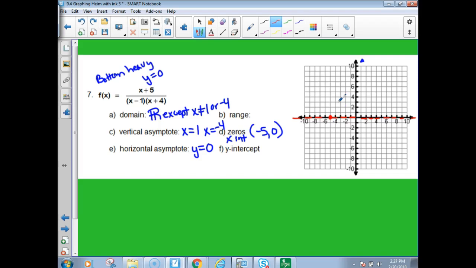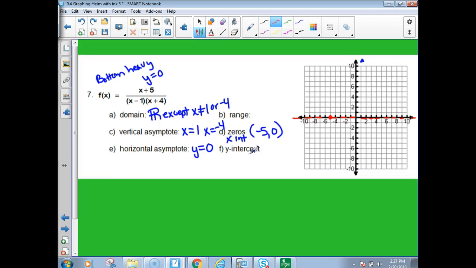Graphs can cross their horizontal asymptotes. You have to look at your graph, or you have to test points to find out if it does. They can't cross their verticals. Okay, so it's just something that does happen. All right, I've got to keep going.